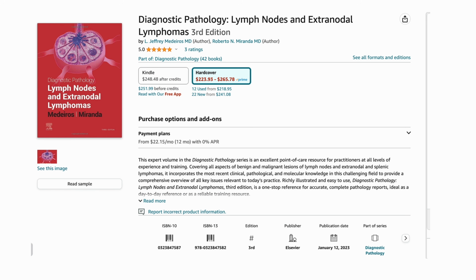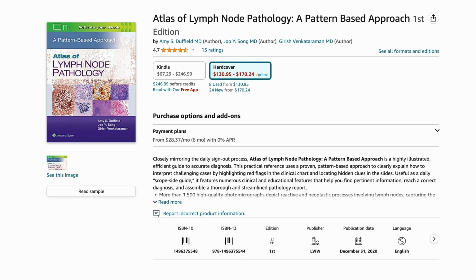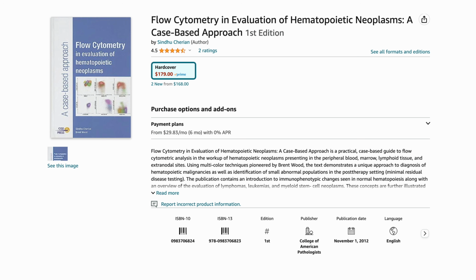From the Diagnostic Pathology series, Lymph Nodes and Extranodal Lymphomas from Dr. Medeiros and Dr. Miranda is very nice. Dr. Amy Chadburn's Atlas of Lymph Node Pathology seems like a very nice book if you want to go with this one. I also have Flow Cytometry and Evaluation of HemePath Neoplasms, a case-based approach book, and it's very nice, and you will see and evaluate all the lymphomas, leukemias and myeloid stem cell neoplasms.